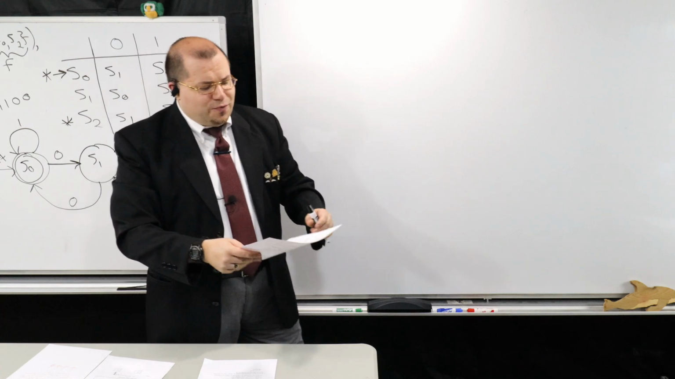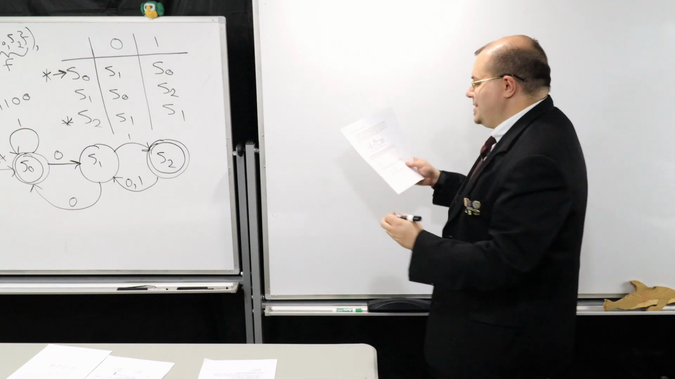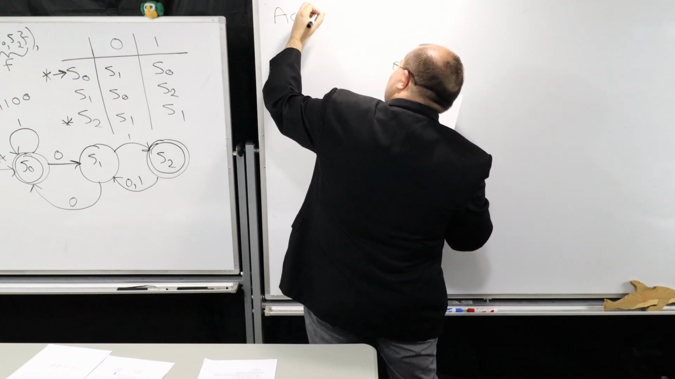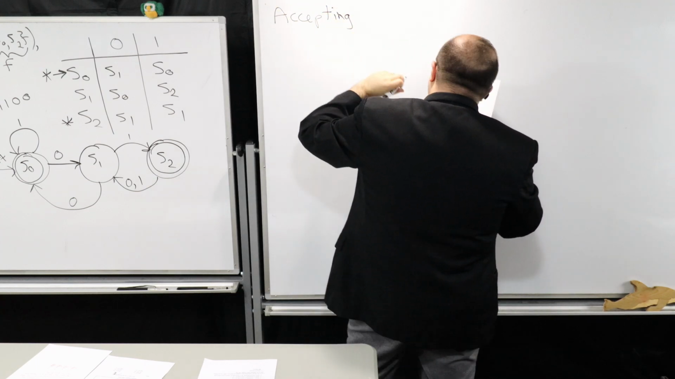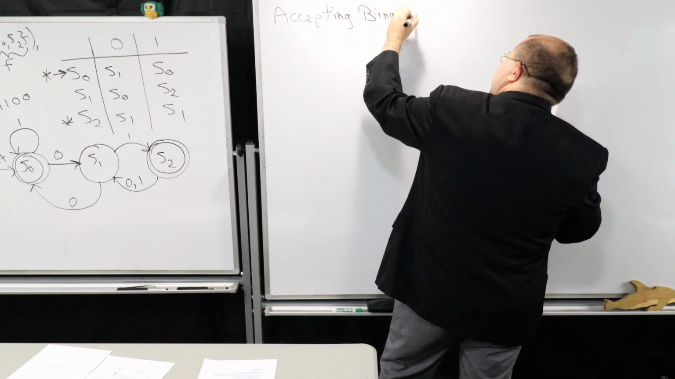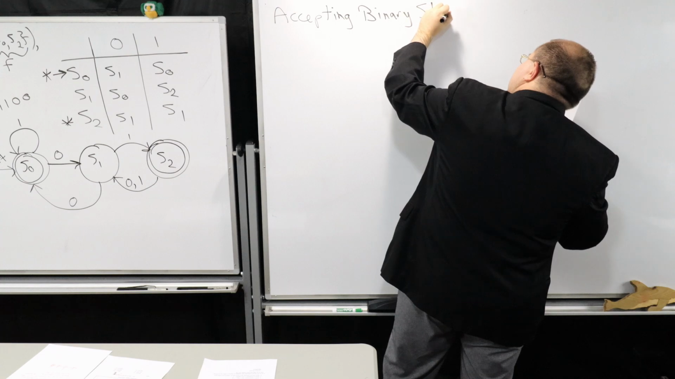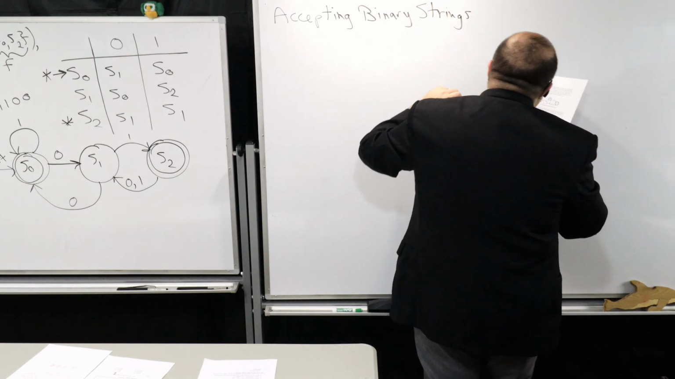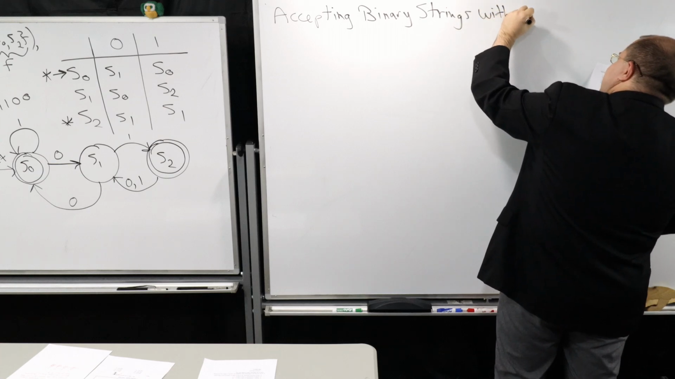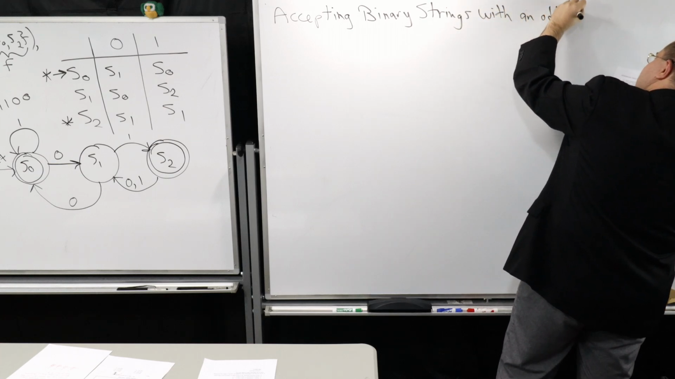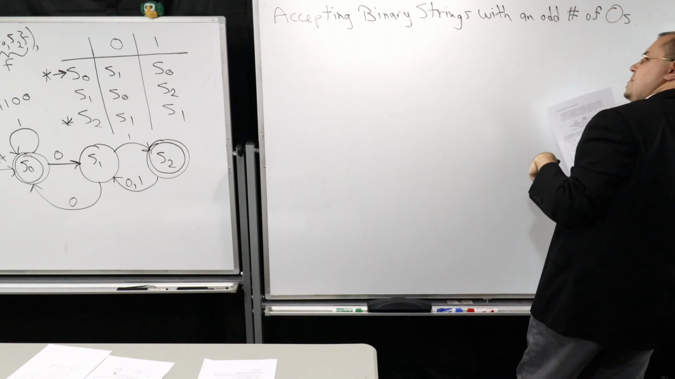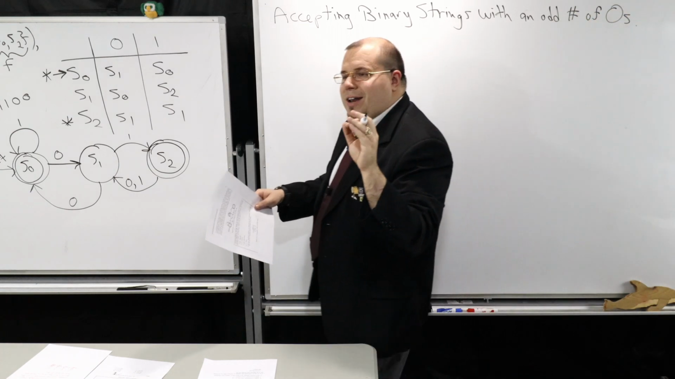I'm going to start off with something kind of cute. I'm going to try to make a machine that accepts binary strings with an odd number of zeros. So that's what I'm going to first try to design with you.